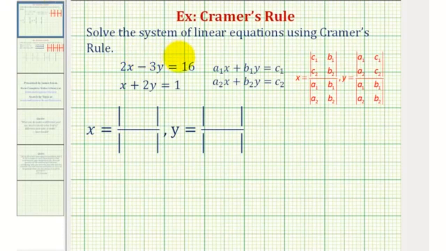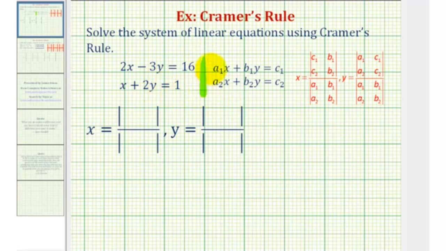Welcome to an example on how to solve a system of two linear equations with two unknowns using Cramer's rule. Cramer's rule is a method for solving a system of equations that uses determinants.